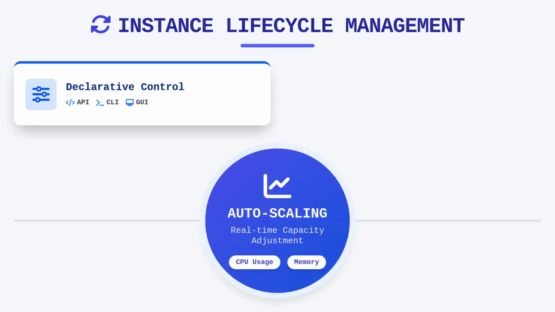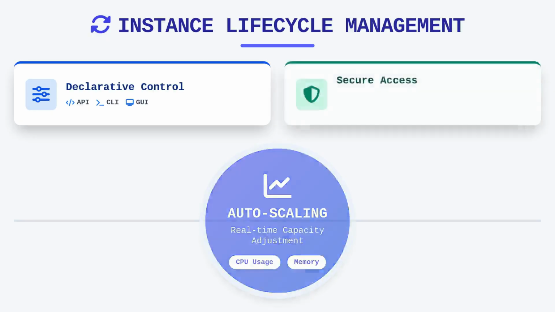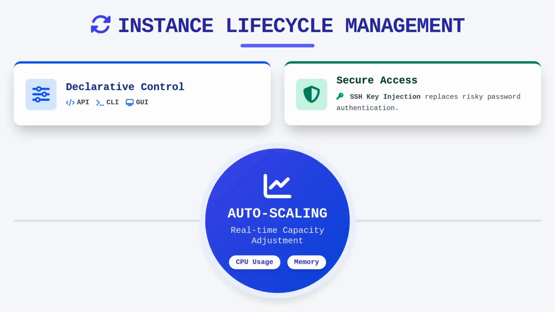This dynamic scaling is complemented by features like block storage attachment, which allows persistent data volumes to be mounted to instances as needed, and SSH key injection, which ensures that initial access is handled securely without the risks associated with password-based authentication. The result is an infrastructure model that treats servers as disposable, versioned components rather than long-lived, brittle artifacts that require constant manual tending.